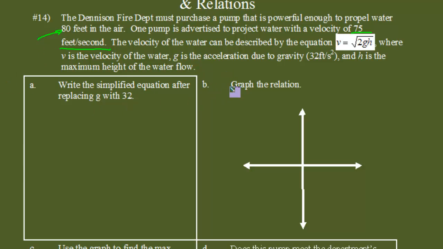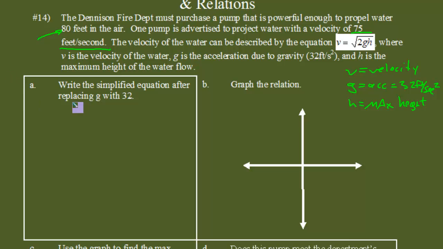Before we get into the questions, let's make sure we define our variables, put them all together nicely. V is velocity, g is acceleration, which we're told is 32 feet per second squared, and h is the maximum height.